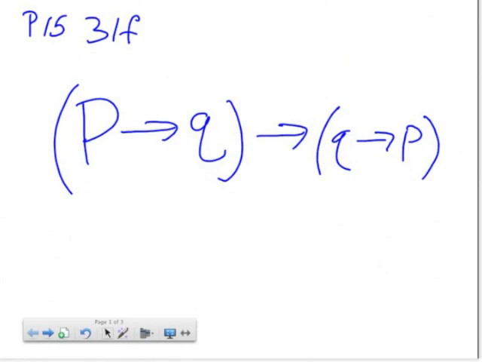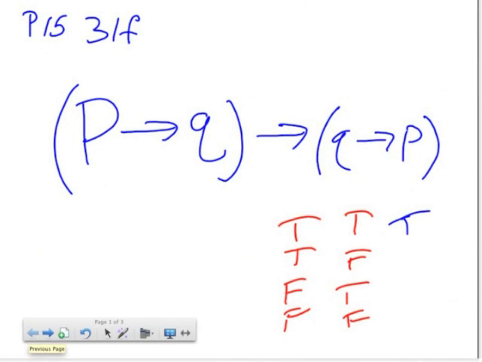Next problem is problem 31F on page 15. Conditional statements are really strong because when you have your truth table, you have true, true. Like you said earlier, they're going to be true 75% of the time. So the only way for the entire thing to be false is if we have that set up right there. So we're going to say, okay, it's probably true, but let's see if we can make it false. So we want to have true here and we want to have false here.